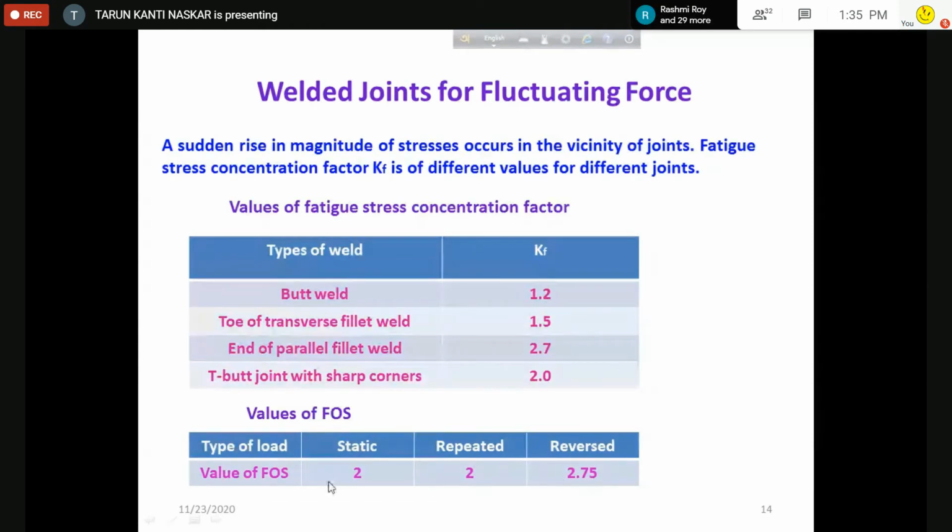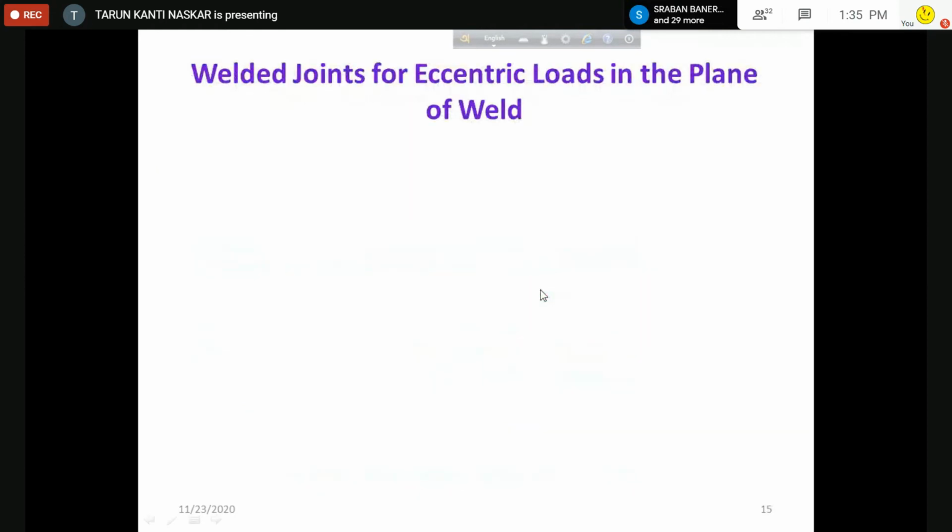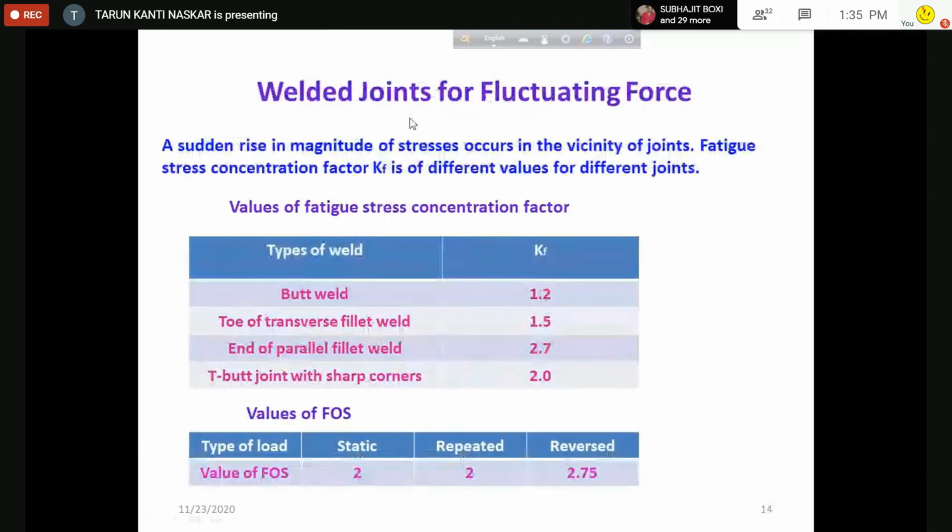So reverse type of load is more dangerous. That is why here the factor of safety is higher than for repeated type of load. So these are the values of FOS, and we have to consider this value of FOS. Now for fluctuating type of force, when these values are known, the rest of the thing for considering fluctuating type of load is known to you. So considering those, that means the Goodman line, the load line, etc., you can consider the welded joint against fluctuating type of force.